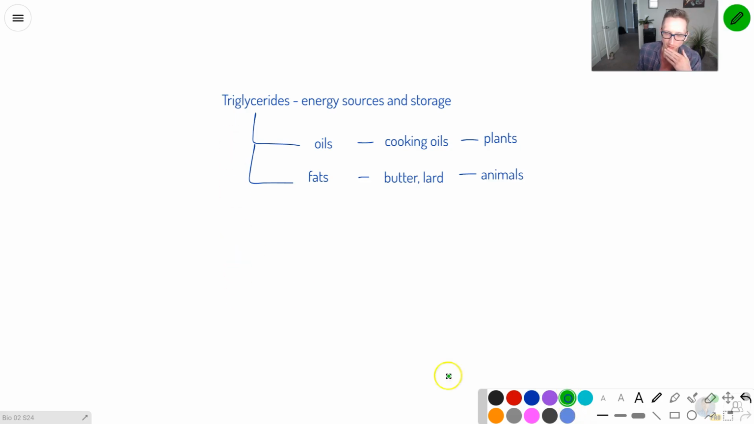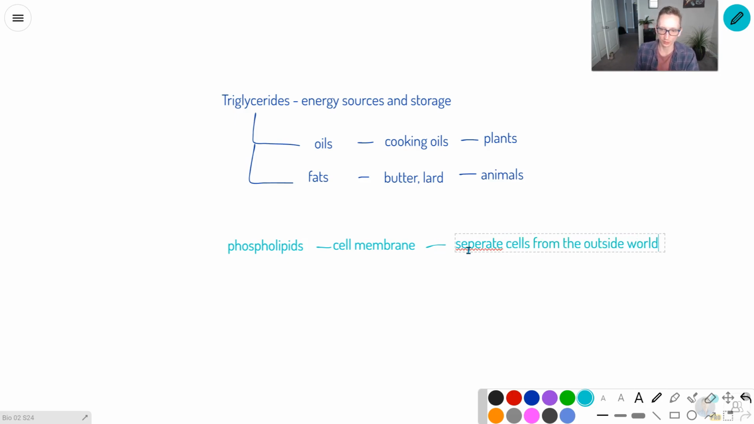Then we have phospholipids. Let's do those in this blue. Phospholipids are a lipid with a phosphate. These make up our cell membrane. These encase cells. They separate cells from the outside world.